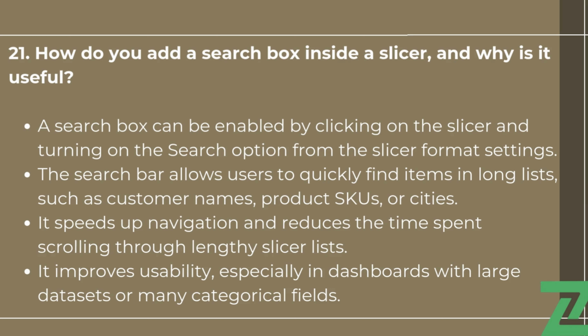21st question. How do you add a search box inside a slicer, and why is it useful? A search box can be enabled by clicking on the slicer and turning on the search option from the slicer format settings. The search bar allows users to quickly find items in long lists, such as customer names, product SKUs, or cities. It speeds up navigation and reduces the time spent scrolling through lengthy slicer lists. It improves usability, especially in dashboards with large datasets or many categorical fields.